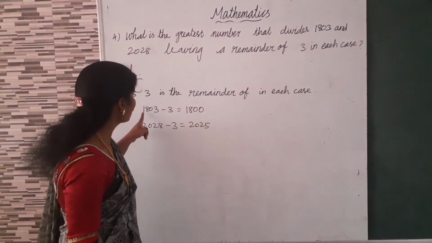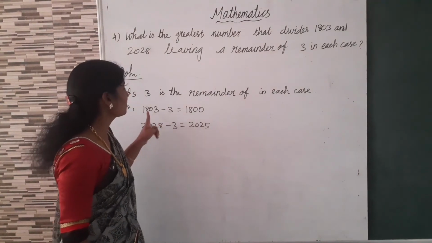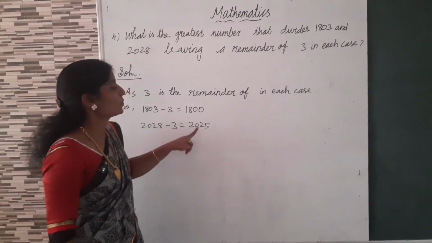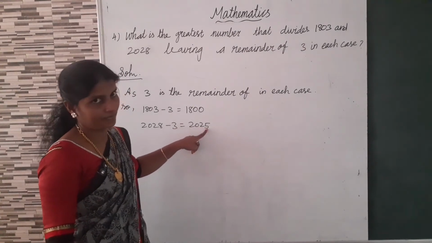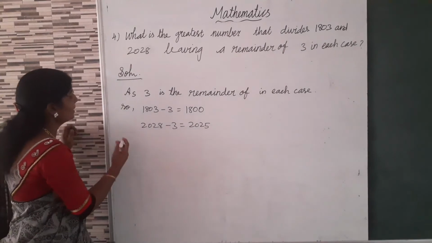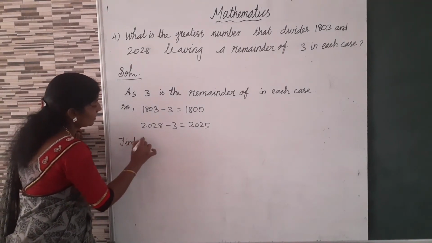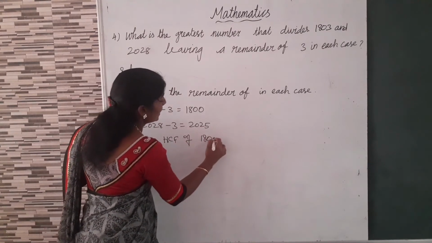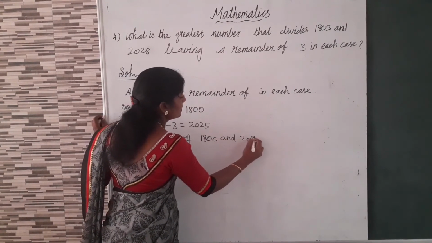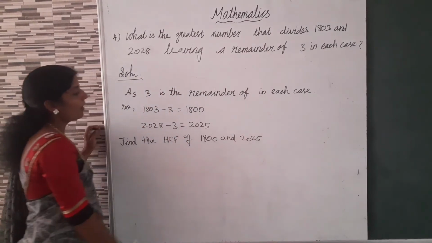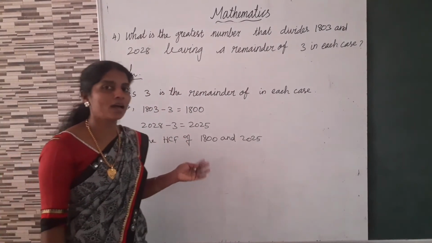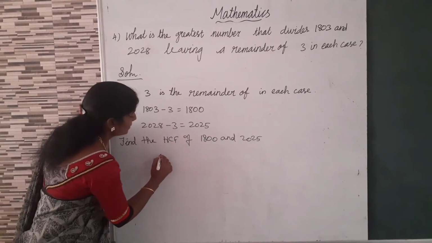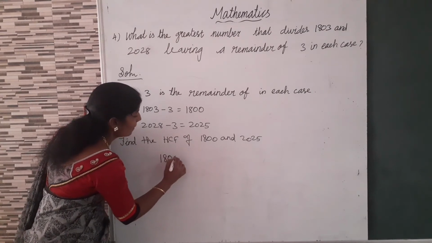So 1803 minus 3 is equal to 1800. 2028 minus 3 is equal to 2025. Okay, now we can find the HCF of what numbers? 1800 and 2025. Now here we can use the long division method or the prime factorization method. I am using the prime factorization method.